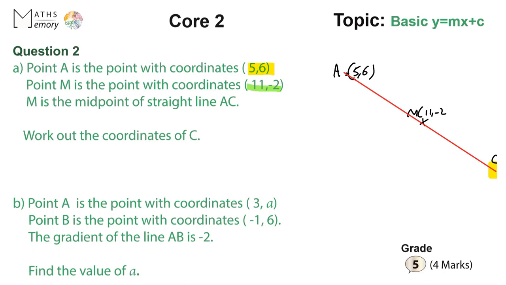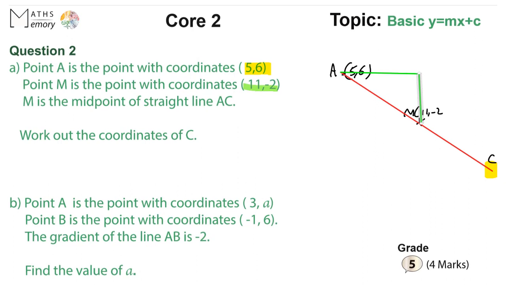This is what you need to find out. So first of all, let's look at A to M, because we know the gradient of A to M will be the same gradient as M to C. Okay, so how do we get from A to M? How many are we going across? Now listen carefully to this. From the x coordinate, we're going to go from 5 to 11. We're getting 6 across, and from 6 to -2 is the y. We're going -8 down. If we use our formula, the change in y over change in x would be -8 over 6, okay, which is -3 over 4.